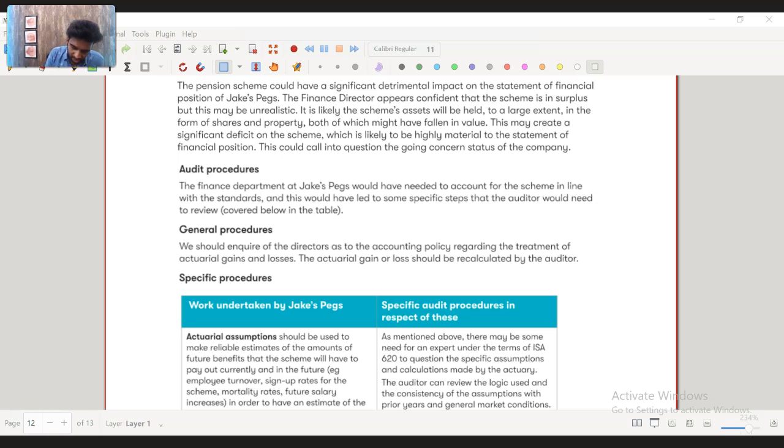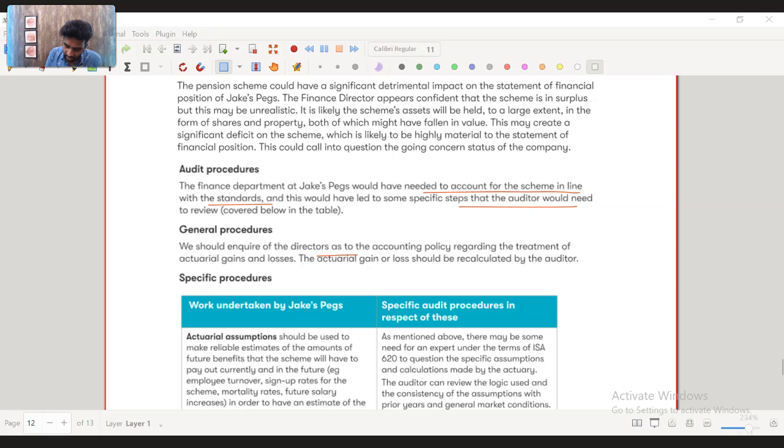So firstly, the audit procedures performed: the finance department at JAIX would have needed to account for the scheme in line with the standards. So whether appropriate standards have been followed or not is something that we need to review, which we can cover through specific steps that we will cover below. There are certain general procedures that we can do.